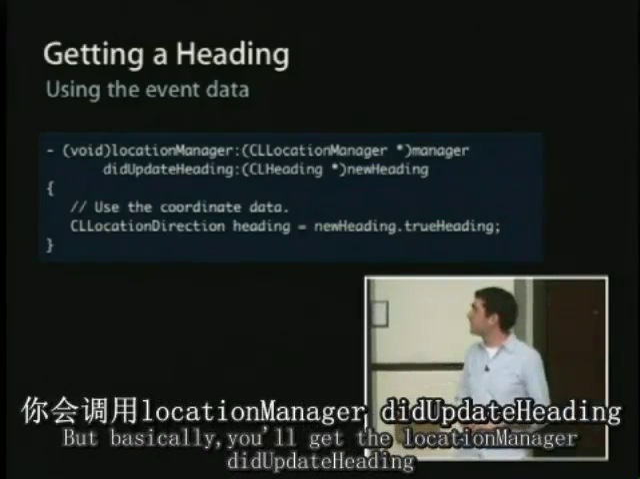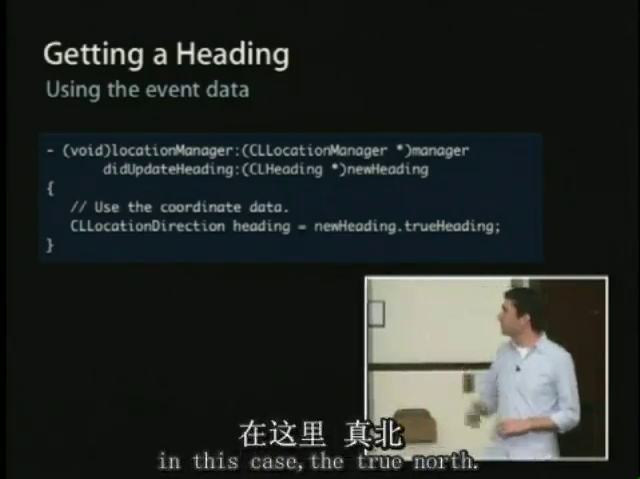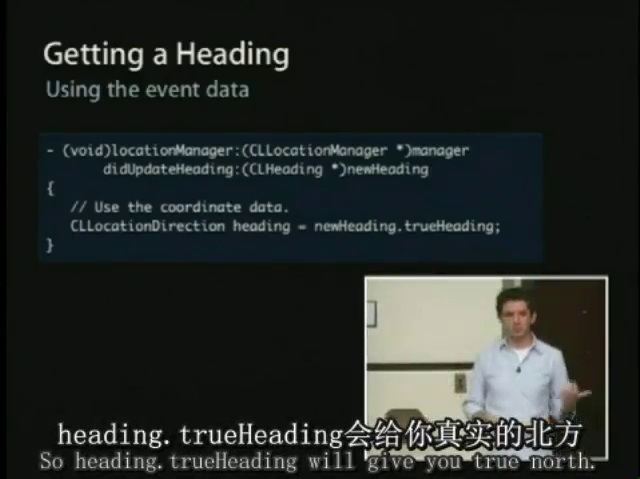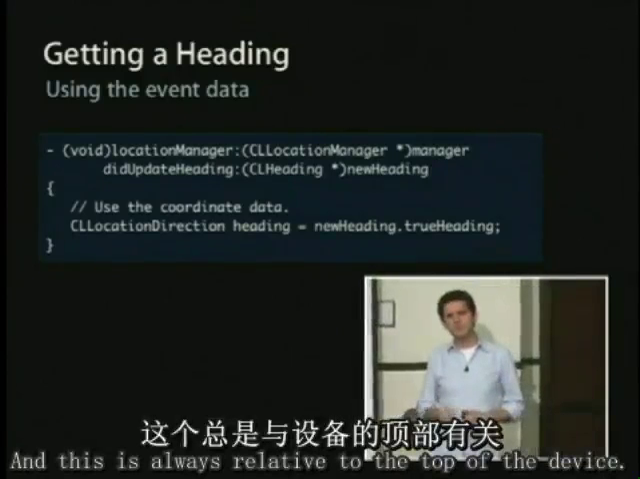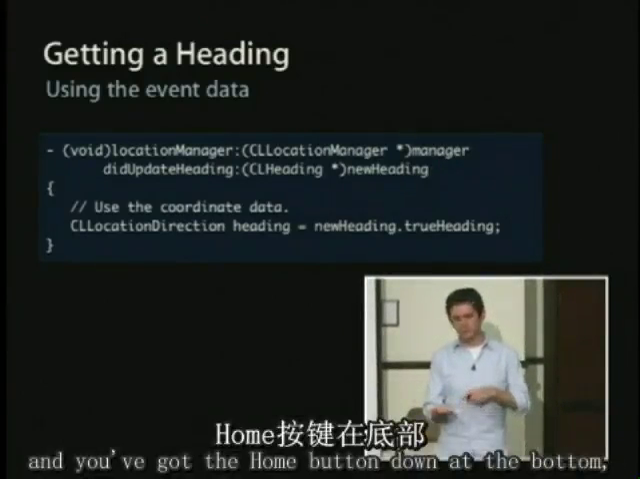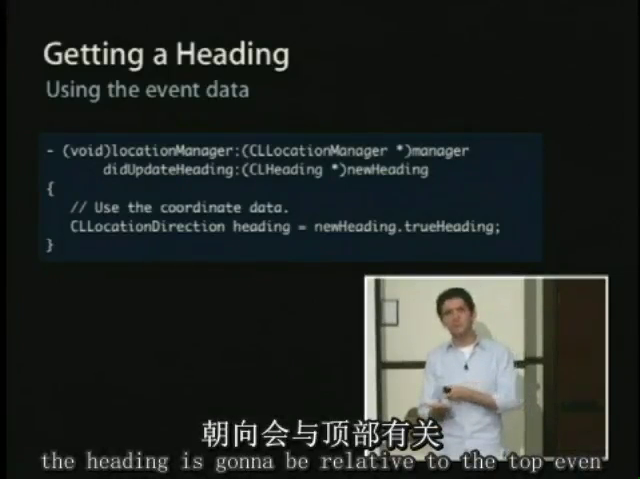But basically, the location manager didUpdateHeading method will be called. And you'll get, in this case, the true north. So heading.trueHeading will give you true north. And this is always relative to the top of the device. So if you're holding your device flat on your table and you've got the home button down at the bottom, the heading is going to be relative to the top.